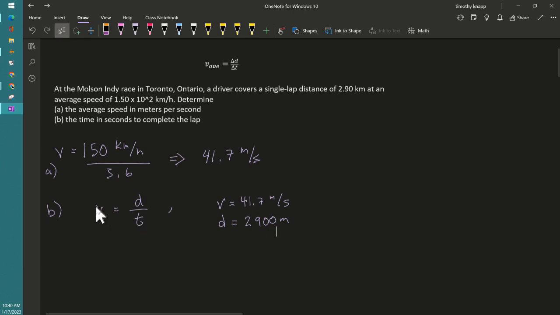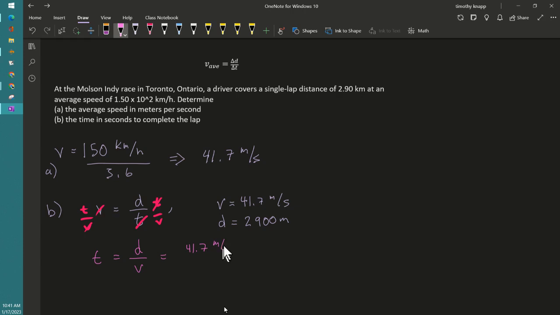So doing a little bit of algebra, we can multiply both sides of the equation by time, canceling each other out, and divide both sides of the equation by speed, canceling these out, and we end up with time is equal to distance over speed. I keep saying velocity, but I want to be saying speed in this case, because I'm not using velocity. Remember, velocity is the vector form of speed.